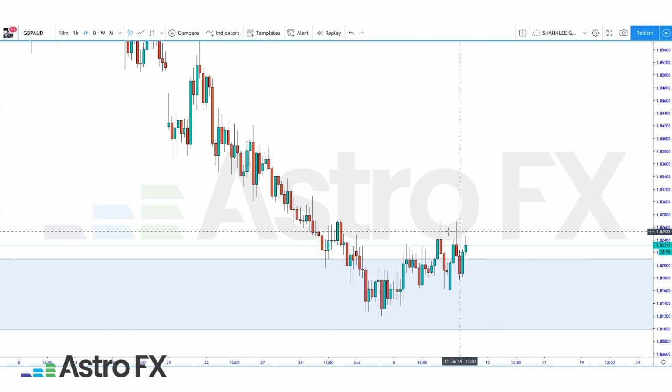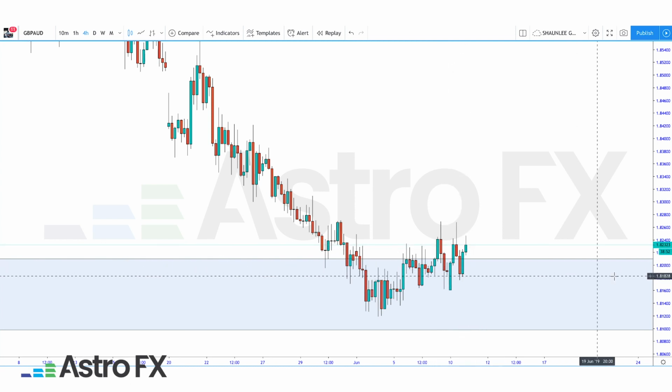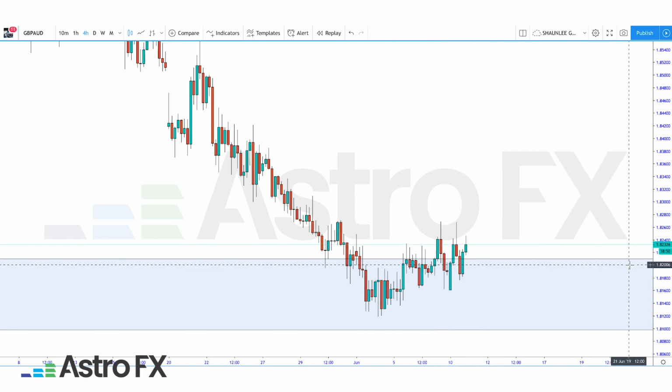8250, all we need is a break above that. You can see clearly here we spiked once, spiked twice, but the market, even though it has come back into the lows, 8200 right here, is an issue for GBP AUD at the moment.